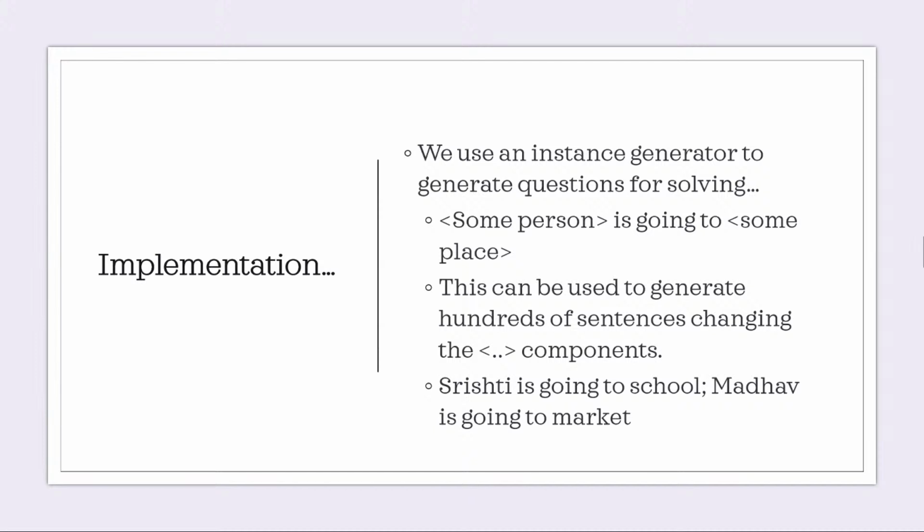So what is done in this set of labs that we are presenting to you is that we have used a template to generate sentences. This is something that I am sure most of you are familiar with: some person is going to some place, right? So you need a person part here and a place part here. I can use it to say Srishti is going to school, Madhav is going to market, Rekha is going to temple, and all of these have the same structure. If I use a template, I can just plug in different persons and different places, and I am able to generate lots of different sentences for the user.